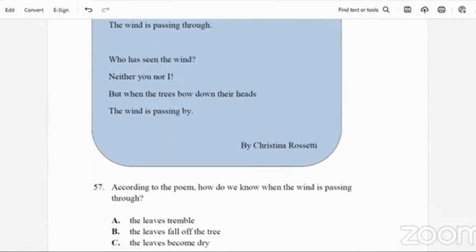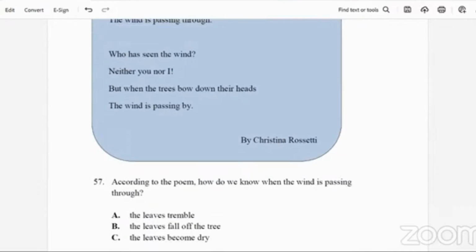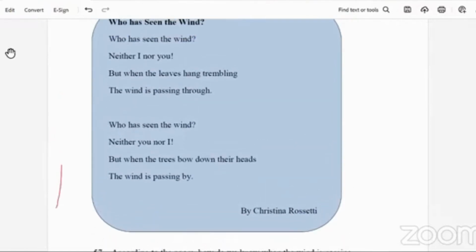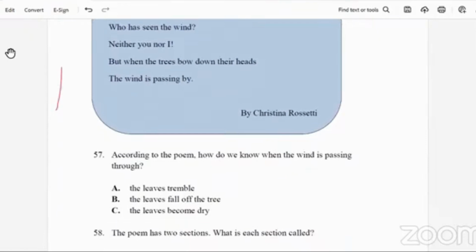All right, question 57. According to the poem, how do we know that the wind is passing through? Is it the leaves tremble, the leaves fall from the tree, or the leaves become dry? Okay, so let's see. Who has seen the wind? But when the leaves hang trembling, the wind is passing through. So when the leaves tremble, we know that the wind is passing through. The answer is A.